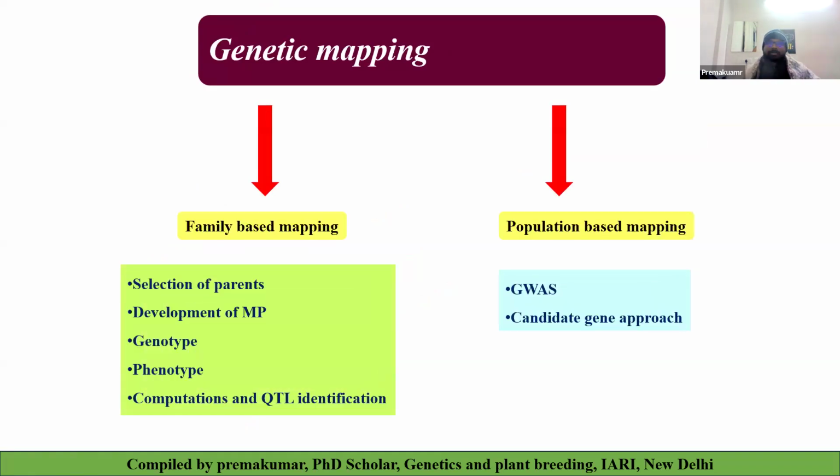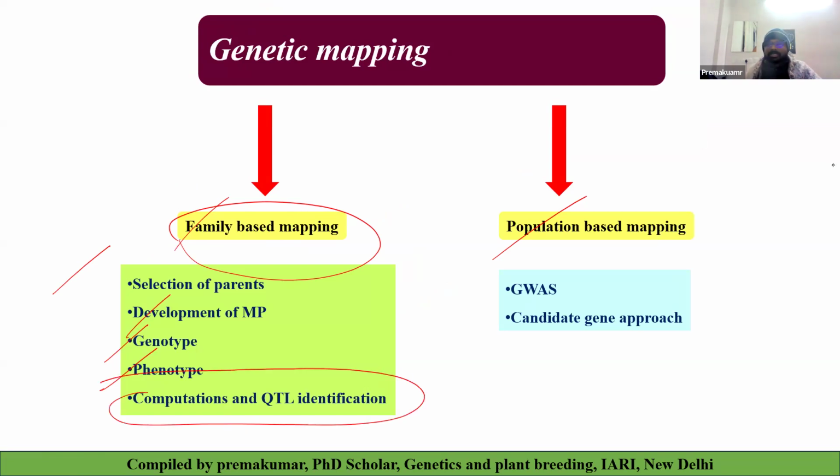We'll discuss the difference between family-based mapping and population-based mapping. In family-based mapping, what are we going to do? We will select the parents, develop the mapping population, genotype and phenotype it, and identify the QTL. But here you have to create the mapping population, which is one of the difficult things in some crops. And even though you create a mapping population, we are allowing recombination between two individuals, but they differ only in some particular traits.